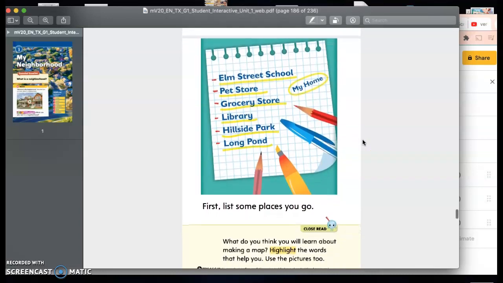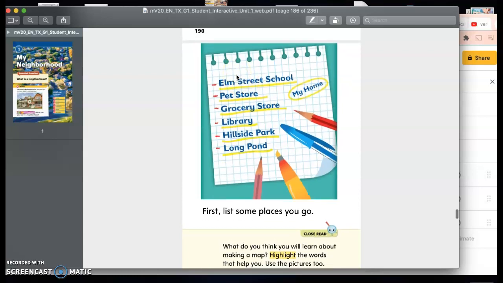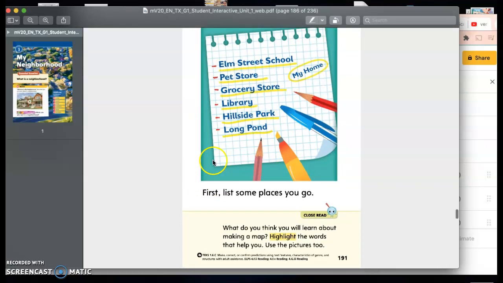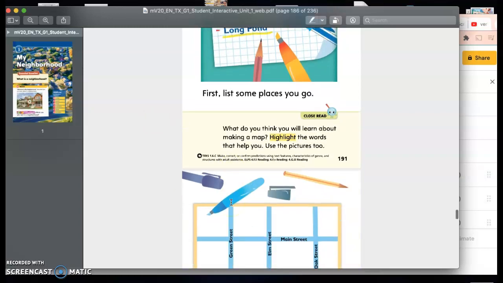So what do you think you're going to learn about making a map? We're going to learn the steps on how we can make a map of our community. Elm Street School, pet store. So this student made a list of all of the places around his community. And remember, this is a procedural text, so it tells us the steps in order. So first, list some places you go.